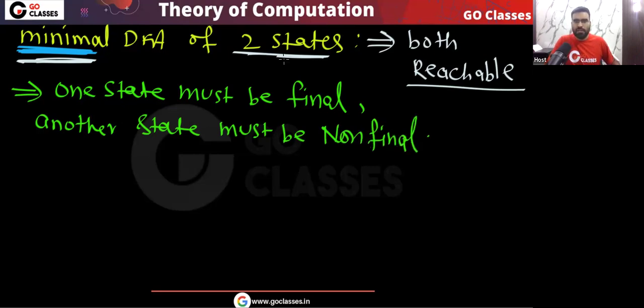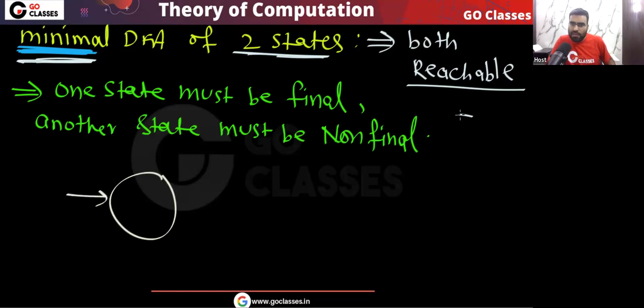Okay, so far you agree with me that one state must be final, another state must be non-final. This is the simple conclusion. So now we got that one state must be final, another state must be non-final. So what are the possibilities? Let's create the possibilities.